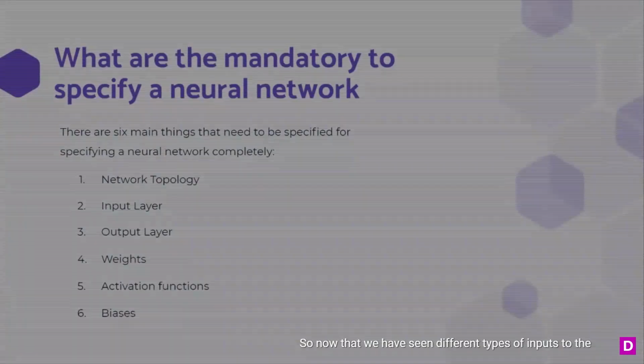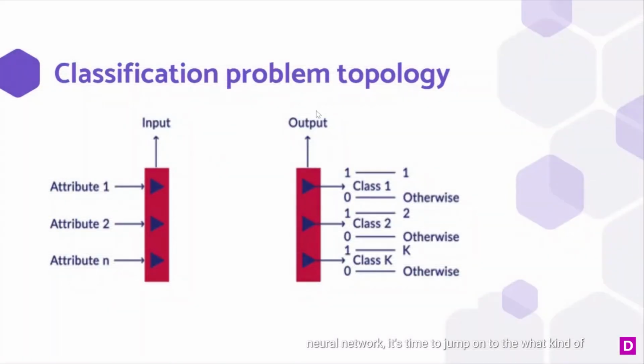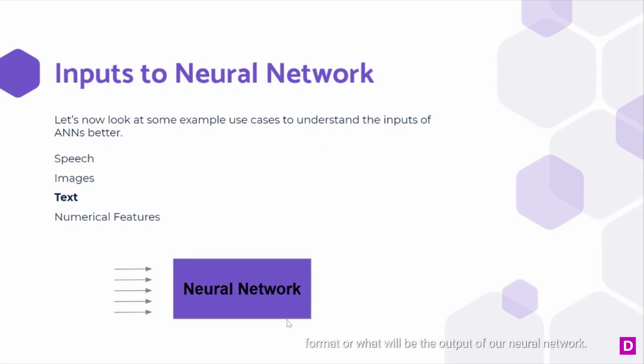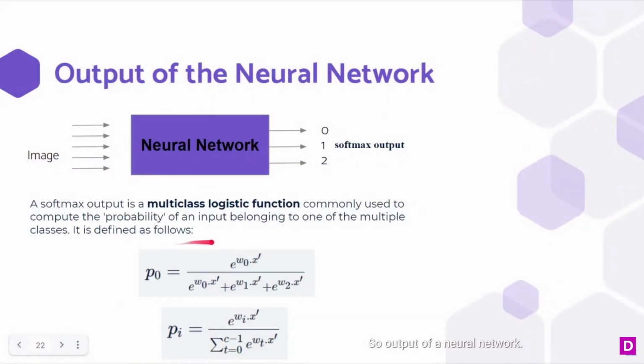So now that we have seen different types of inputs to the neural network, it's time to jump on to what kind of format or what will be the output of a neural network. So for the output of a neural network, I will be discussing taking two different topologies which we have studied in the previous sessions, that is a classification problem topology and a regression problem topology. So I will be considering similar topologies to explain the different kinds of outputs that we can expect from the neural network.